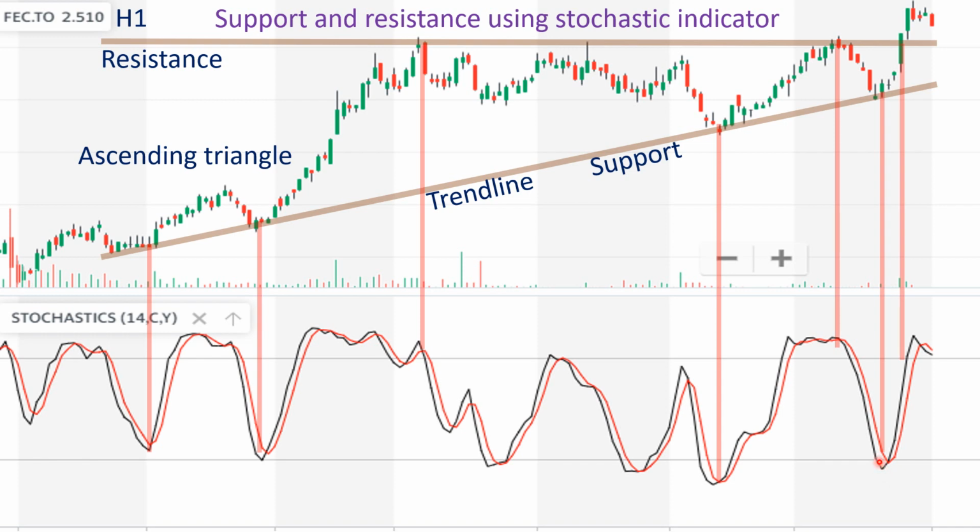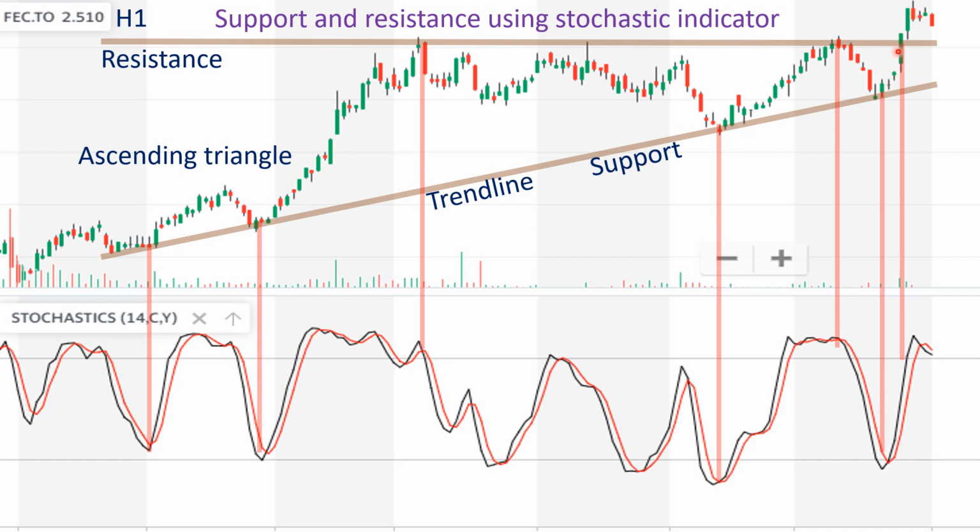So basically, the stochastic indicator is very good to help you decide where to enter or exit the market. Now finally, the price hit support and resistance a couple of times, and finally it hit the resistance, broke out of the resistance and went upward.